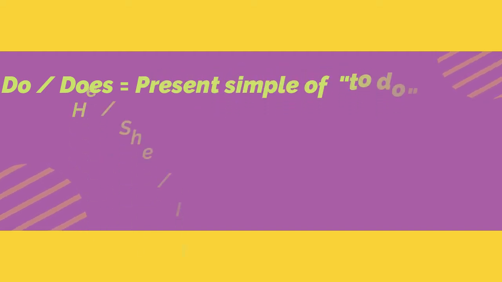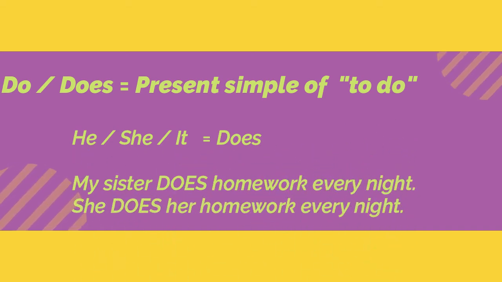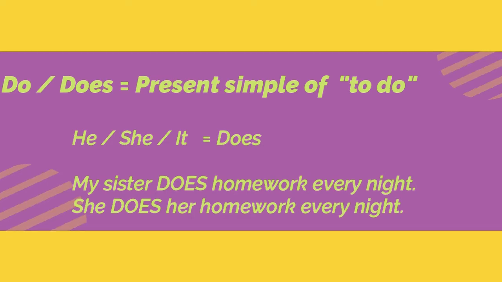Do, does, and did are all different forms of the verb to do. The verb to do is the infinitive. Do and does are the present simple of to do. You simply choose one or the other based on the subject that you have. If your subject is he, she, or it, third person singular, you need to choose does. That's the only difference between do and does in affirmative sentences in the present simple.